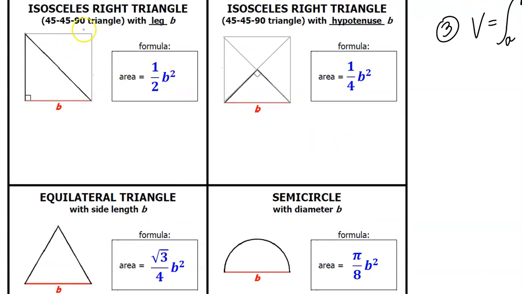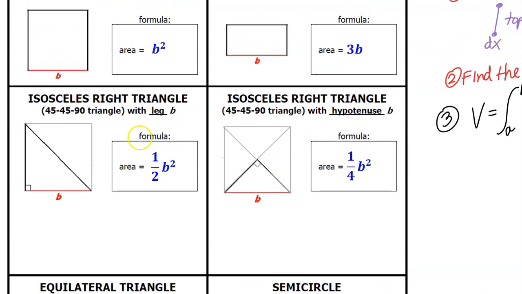They're very common. If you have an isosceles right triangle that is set up this way, where the base of the triangle is one of the legs, then the formula for the area is 1/2 b squared. If you have an isosceles right triangle, a 45-45-90 triangle, where the base of the triangle is the hypotenuse, then the area is 1/4 b squared.